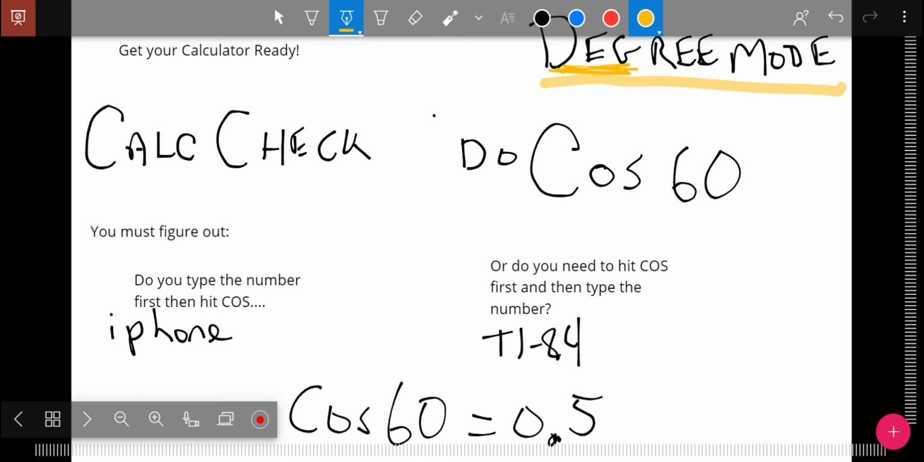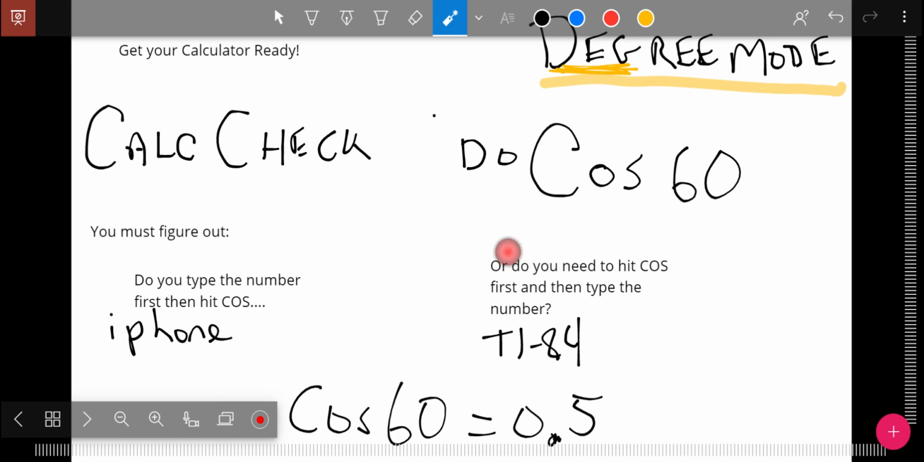And so now grab a calculator, right? Whatever calculator you're going to use most often, and do a calculator check. Type in cosine 60, right? And you should get the answer. Your calculator is in the right mode if you get the answer 0.5. Otherwise, you need to change the mode your calculator is in.